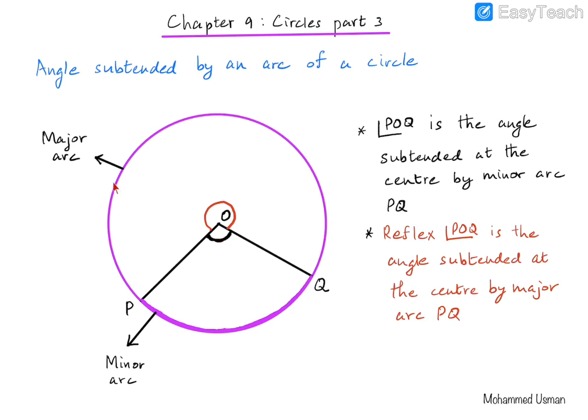Similarly, the angle subtended by the major arc is the reflex angle POQ. So reflex angle POQ, which is marked by the red angle over here, denotes the angle subtended at the center by the major arc of the circle. Okay, so we need to have a clear understanding of the angle subtended by the minor arc and major arc. So angle POQ, shown in black here, is the angle subtended by the minor arc PQ, and the reflex angle POQ is the angle subtended by the major arc PQ.